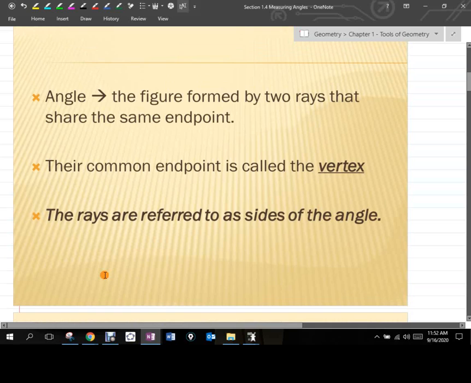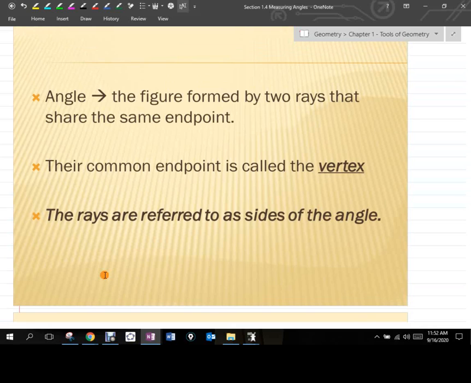Just vocabulary-wise, there's some things to talk about. An angle, first, is a figure formed by two rays that share the same endpoint. Two rays that share the same endpoint. That endpoint that they share, or that is in common. Okay, so a lot of times instead of saying the word share in mathematics, we use the word common. So their common endpoint is called the vertex. And the rays we usually refer to as just the sides of the angle.